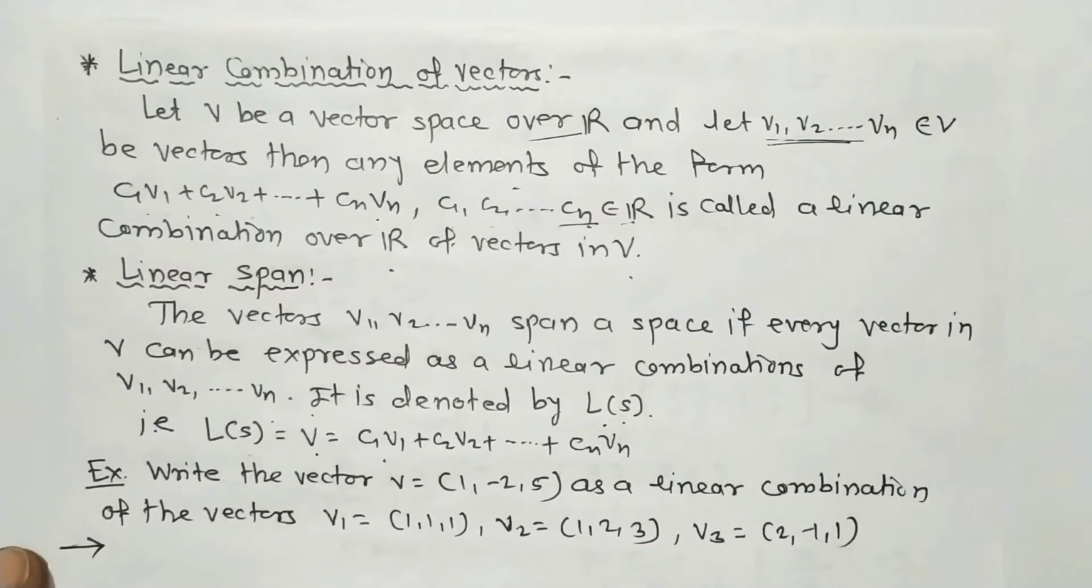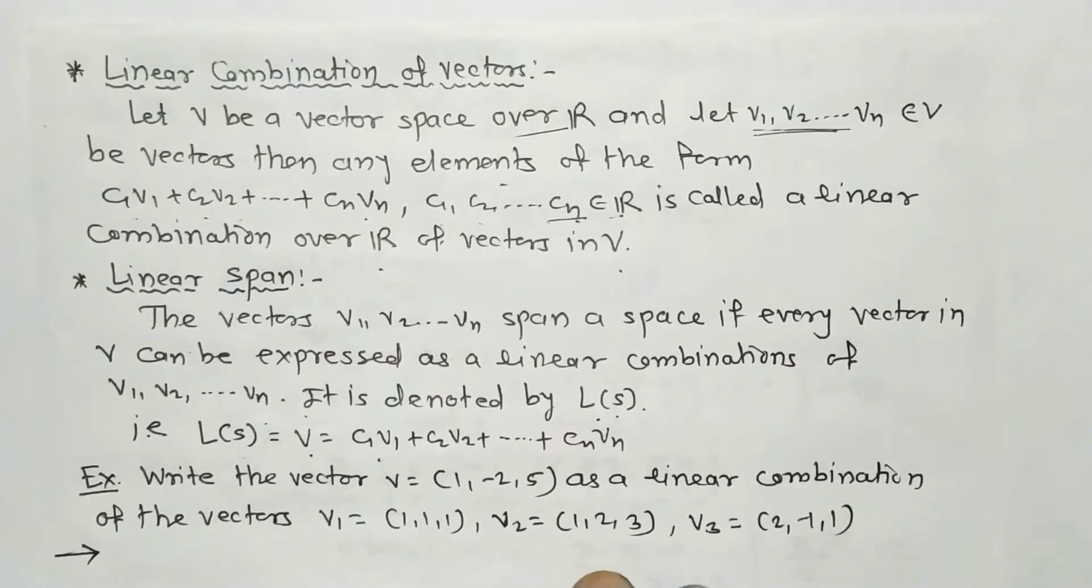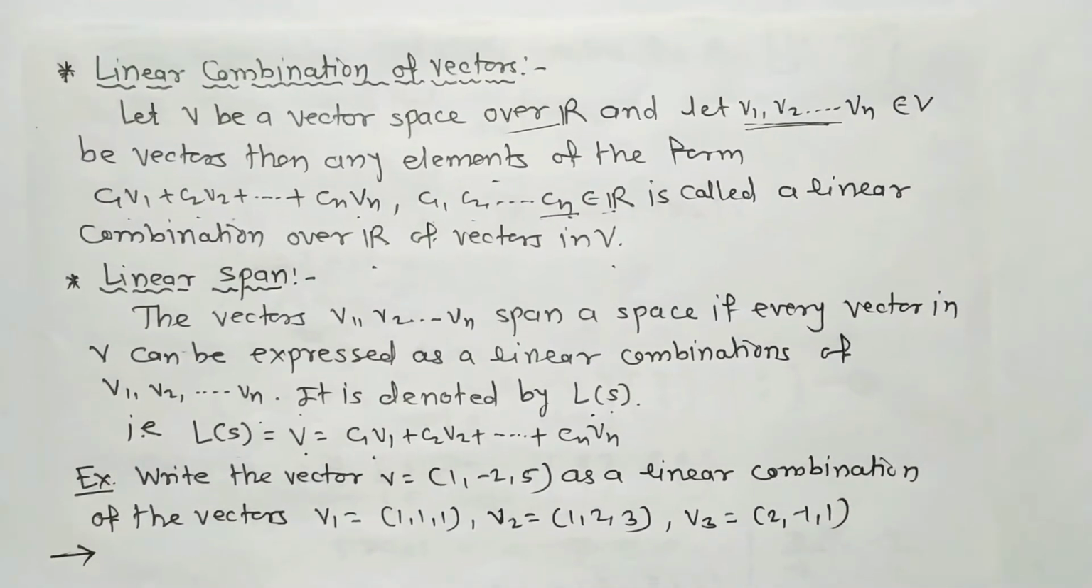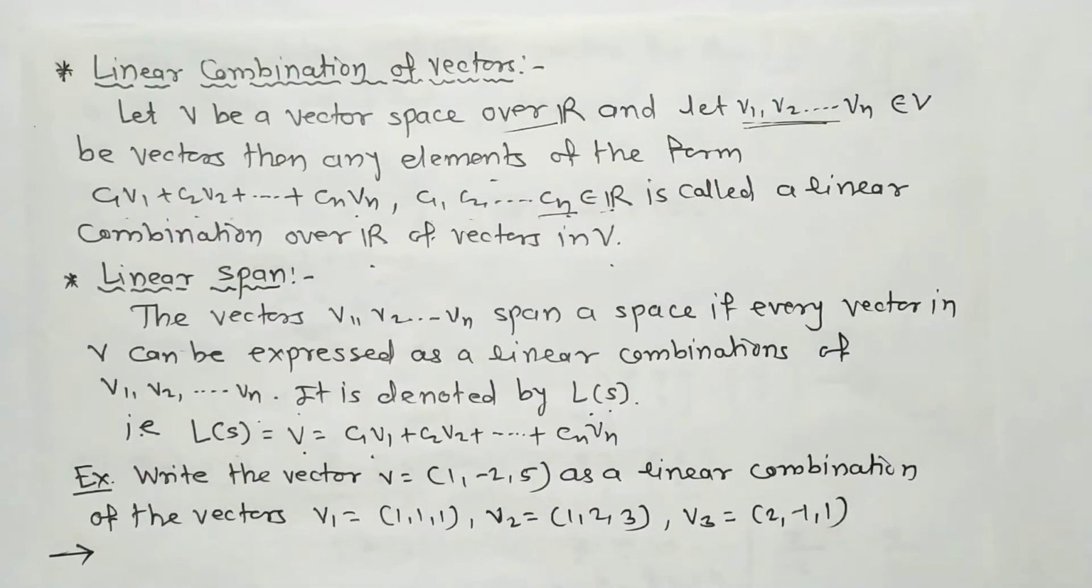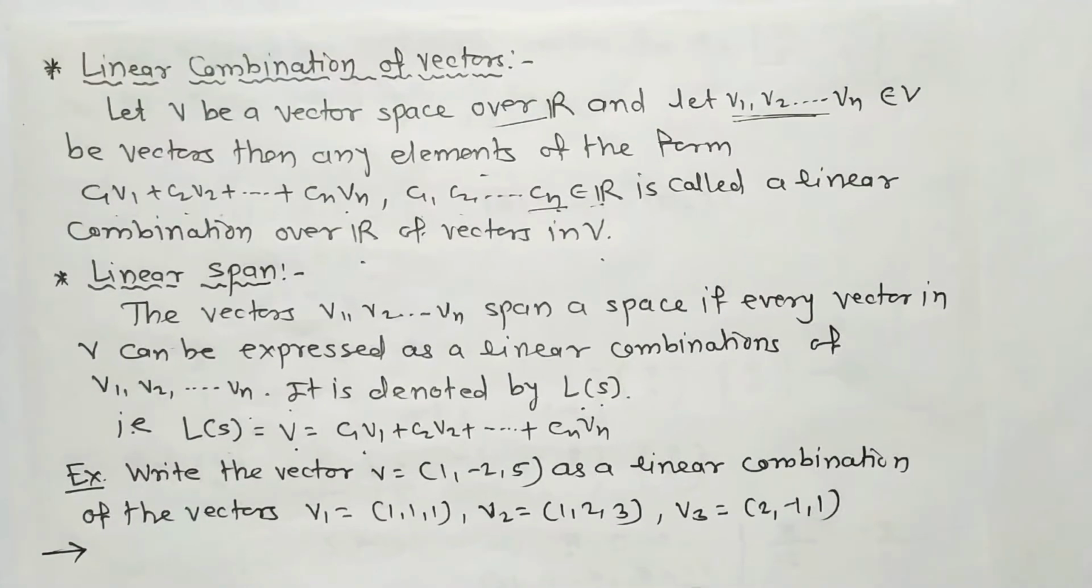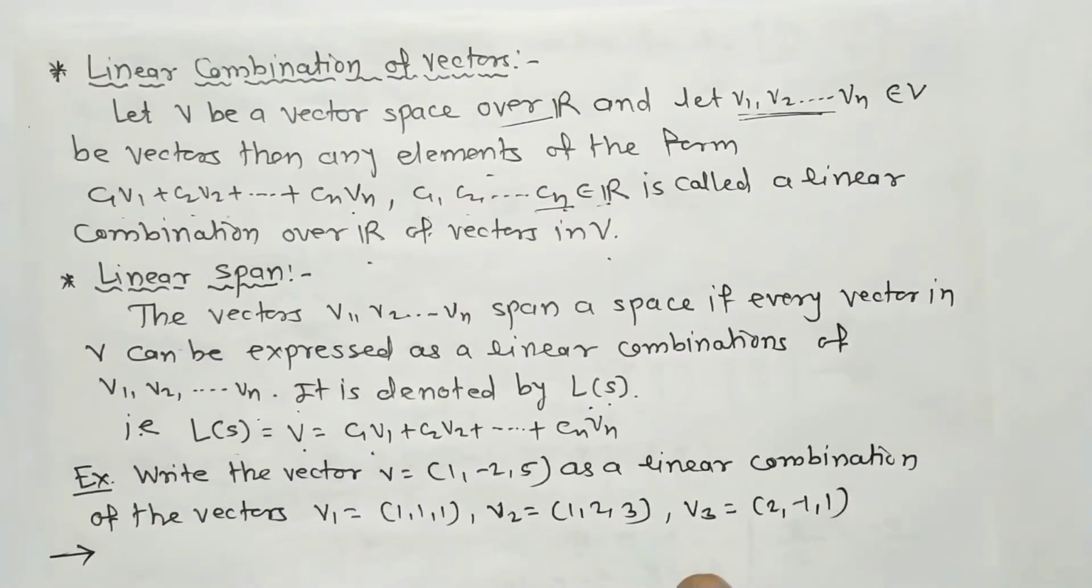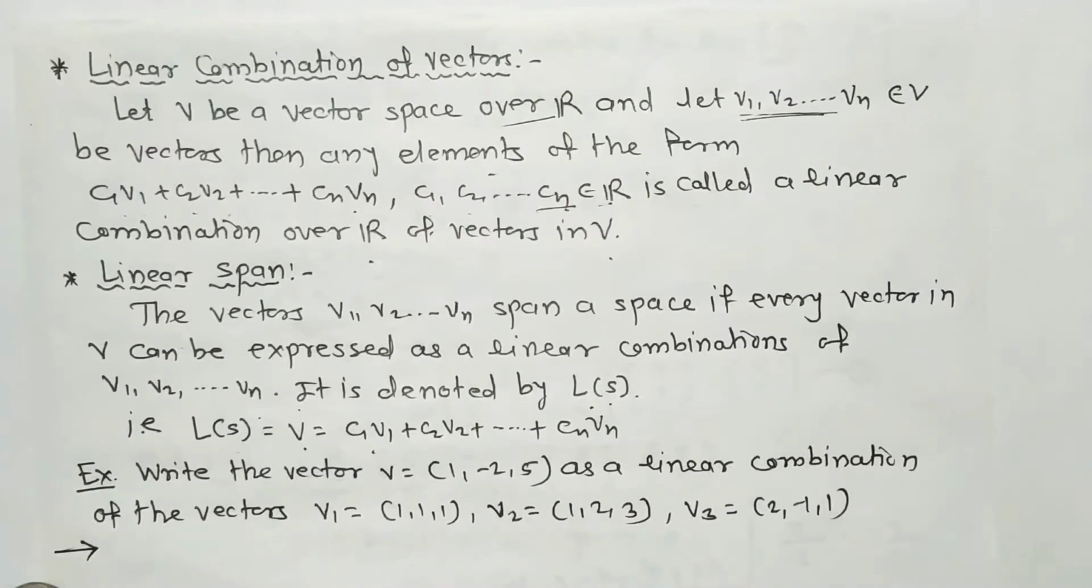Today we are going to start a new topic, that is linear combination of vectors. In the last video we already learned subspace of a vector space. Now what is a linear combination of vectors? How do we write a given vector as a linear combination of other vectors in V?